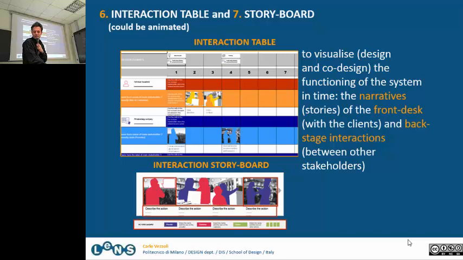The interaction table, it's complex on one side, but of course it helps you to understand if the system works or not. If the output of some actor is in the right time coming as an input for the next actor to go on with the action and so on. Of course, to do this, there are even blueprints, other tools, but we are using this.